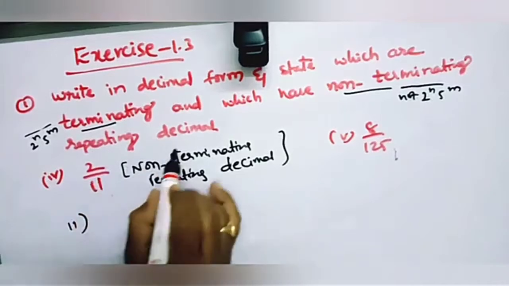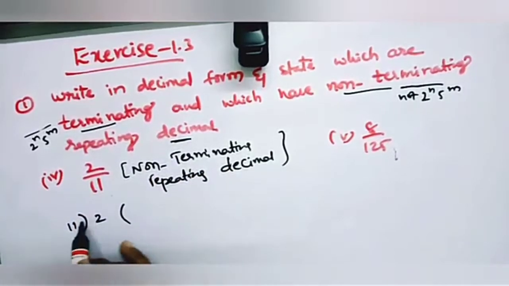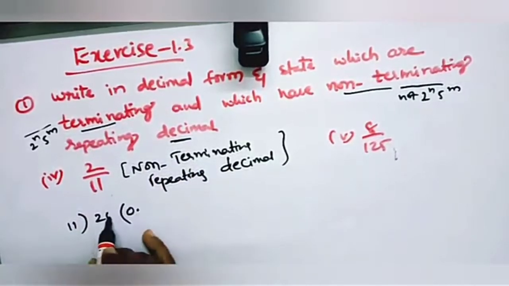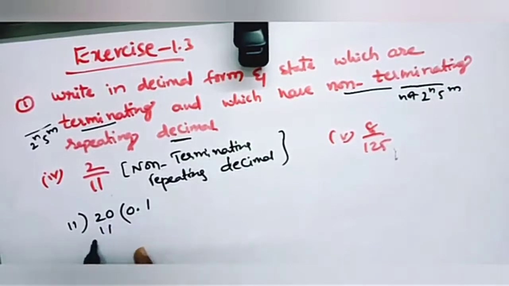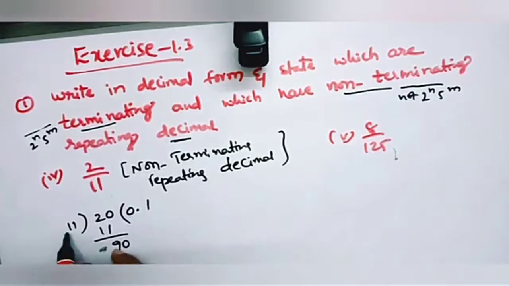But we need to write the decimal answer. So dividing 2 by 11, so 0.0. So 11 times 1 is 11. Remainder you will get 9. Then you can take 0. So 11 times 8 is 88. Then 2 0 you will get, again 11 times 1 is 11, 8.